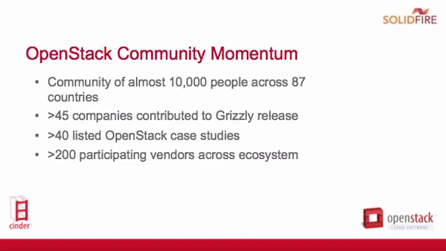Being an open source project, there's always some good information about the community to look at and see how healthy it is and how things are going. OpenStack has a community of almost 10,000 people across 87 countries right now, which is just massive. There are greater than 45 companies that contributed to the last release of OpenStack. There are more than 40 listed case studies of public companies willing to talk about what they've done with OpenStack, how they've used it, and how it's worked out for them. And there are over 200 vendors involved in the ecosystem.